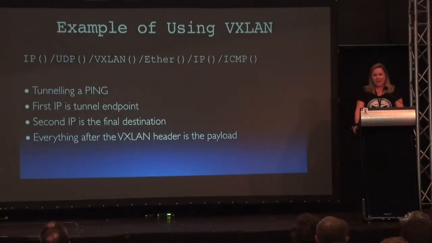So this is an example of sending an ICMP packet in Scapy using VXLAN. You can see you just layer what we saw in the frame. So we have IP, UDP, VXLAN, Ether, IP, and then ICMP. That will send an ICMP packet encapsulated in a VXLAN header.